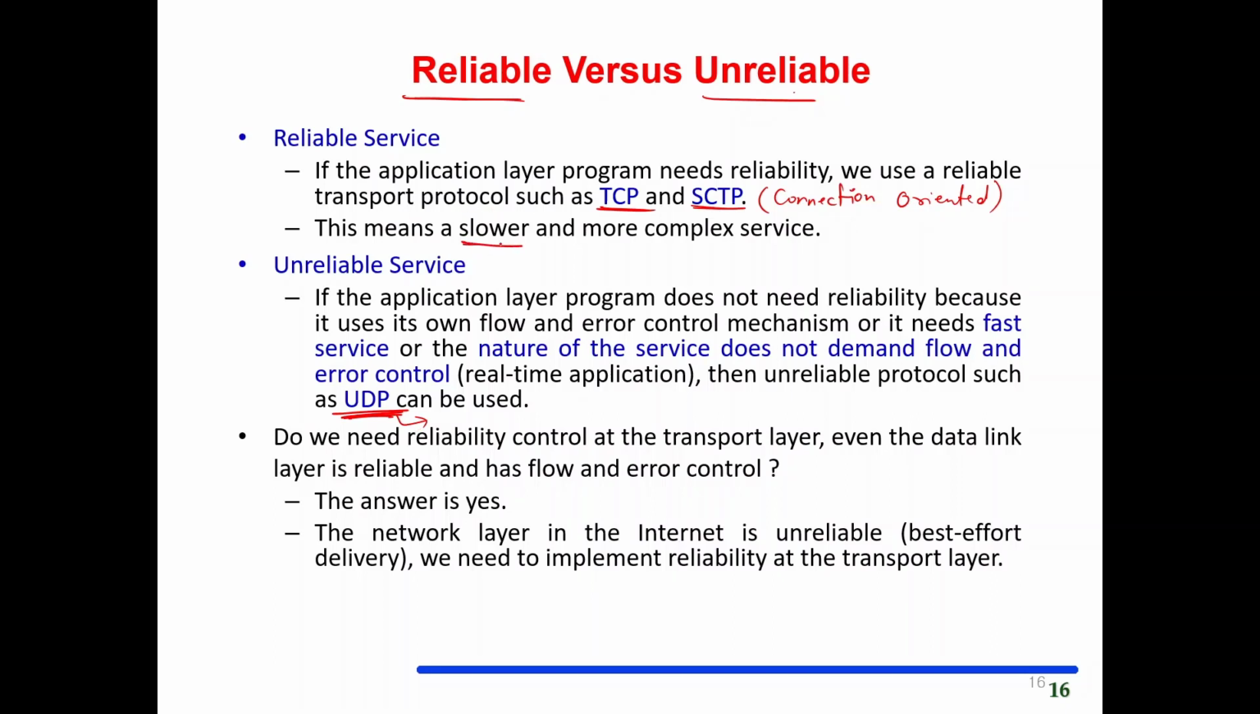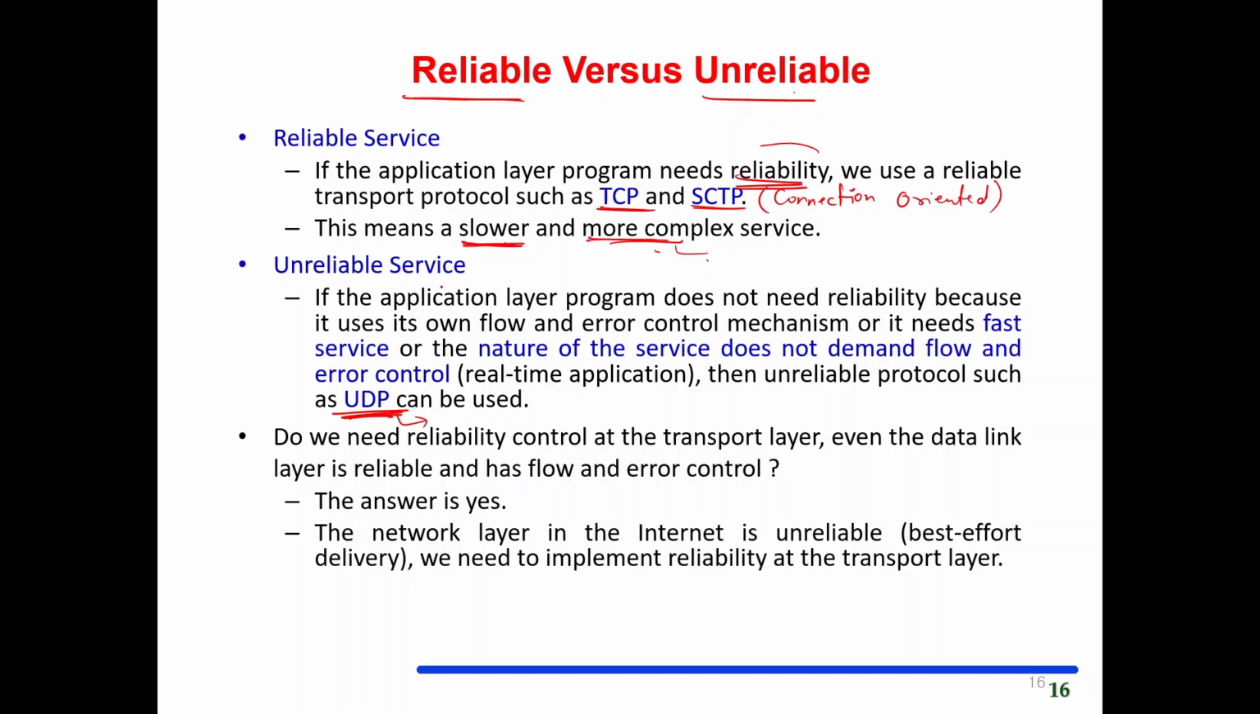That is why it is slower. And it is also more complex, because it needs handshaking signals, acknowledgements, all these things happening here. That is why it is slower. Due to the presence of handshaking signals, it is more reliable also. The possibility of errors occurring is very low in connection oriented services.